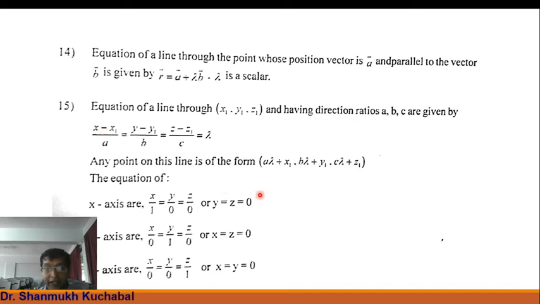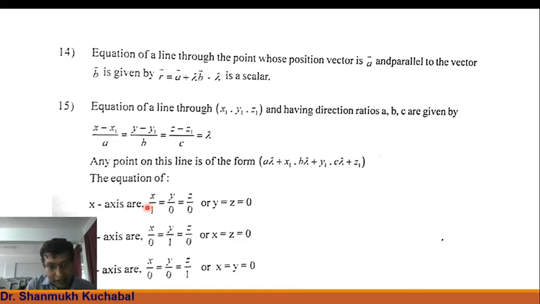So the first coordinate I get is x equal to a lambda plus x1. Next, y equal to b lambda plus y1. Next, z equal to c lambda plus z1. It is very simple. Already in class we have derived this equation.